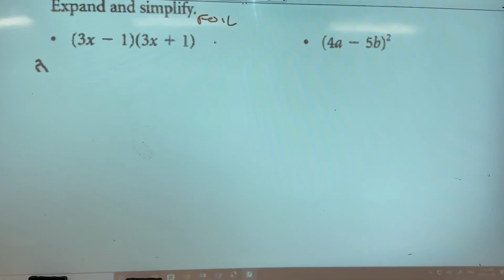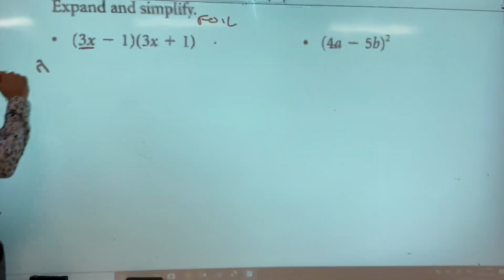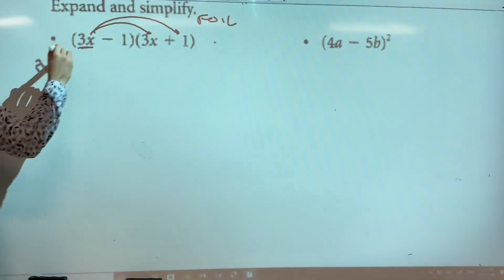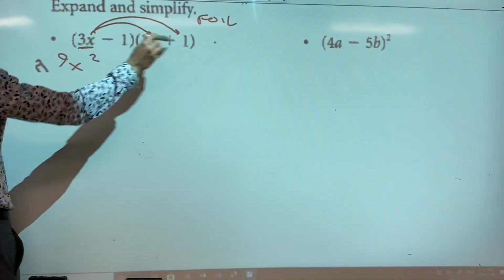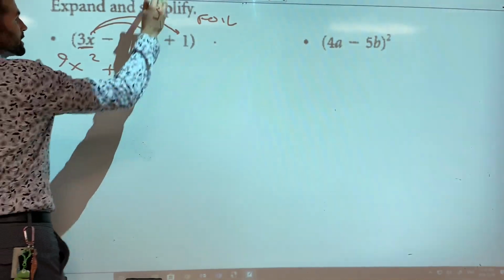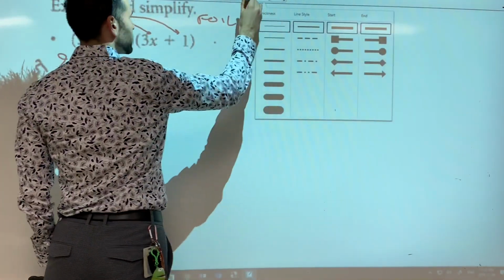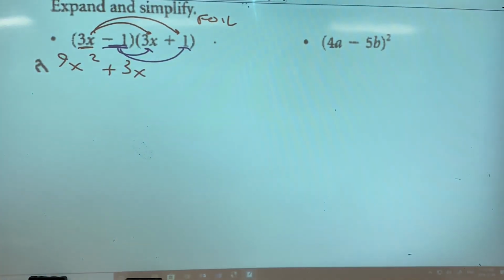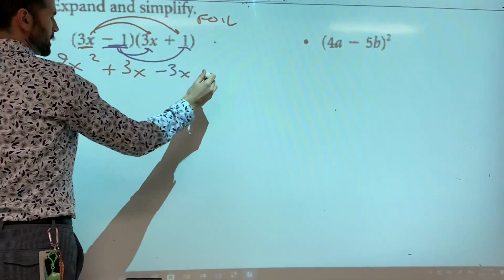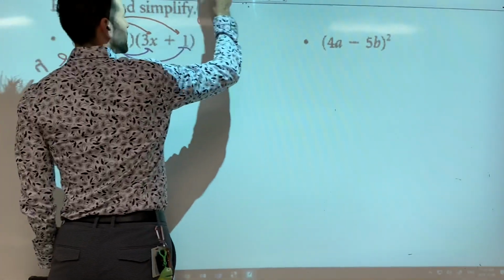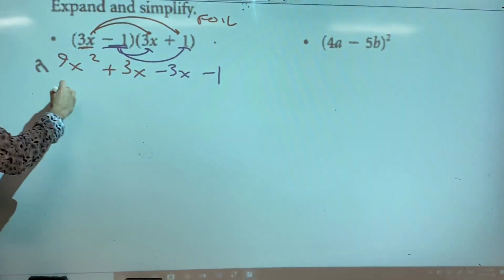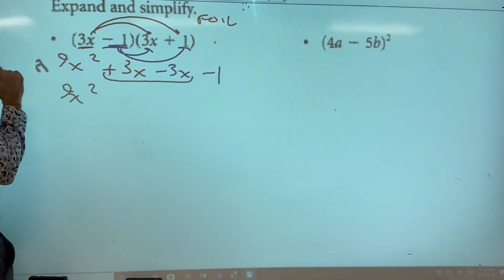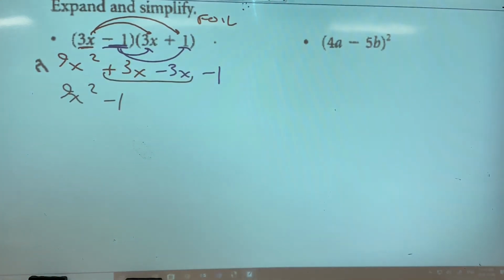But what I like to say is, every term in each bracket has to multiply every other term. So this one has to multiply everything. So we'll do that right now. We'll get 9x squared, and then 3 times 1 is 3x. And then here, I'll switch colors because I'm fancy like that. Then the negative 1 has to multiply everything, so we'll get a negative 3x, and then a negative 1, and then we can clean it up. So what do we get? 9x squared. Positive 3x and negative 3x cancel out, is 0, and then subtract 1, you're done.